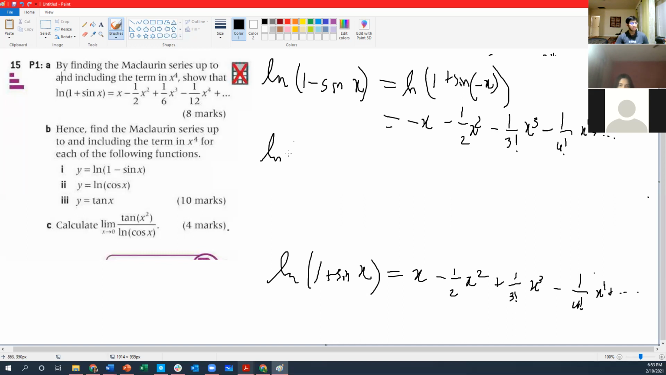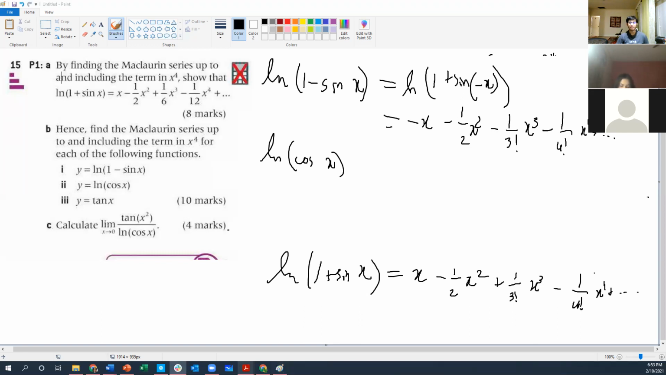Now, what about ln of cos x? How would you do ln of cos x? This is a little trickier, actually. Well, I don't know actually, because it's like how ln of sine is all the odds, ln of x is all the evens. So I don't know how you would do that without doing it again.